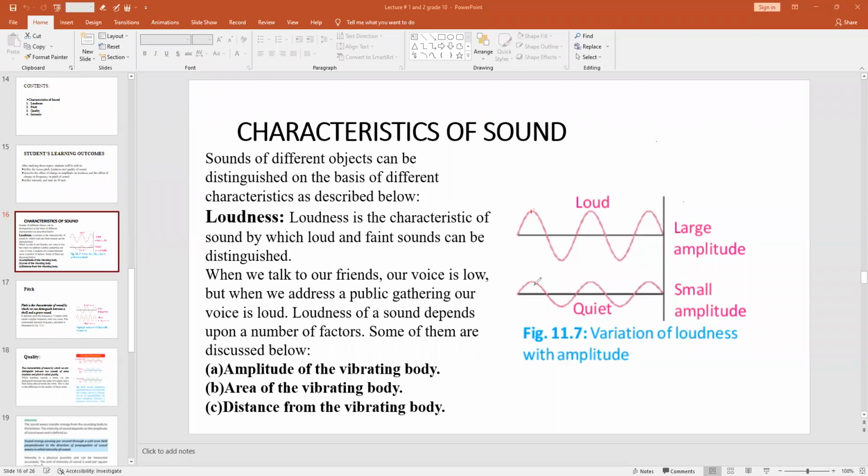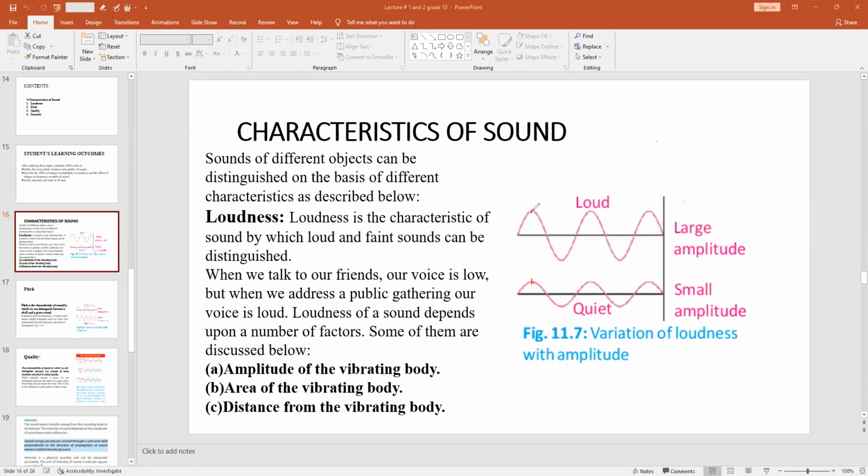Now you see that this is a small amplitude as compared to the above wave, right? This amplitude is small. It means it is a minimum height as compared to the upper one. So here the amplitude is small as compared to this wave. Amplitude is basically the maximum height of the wave.